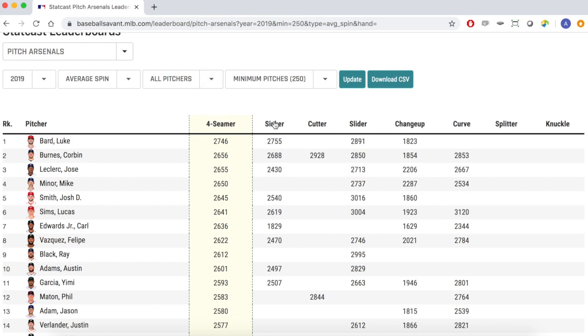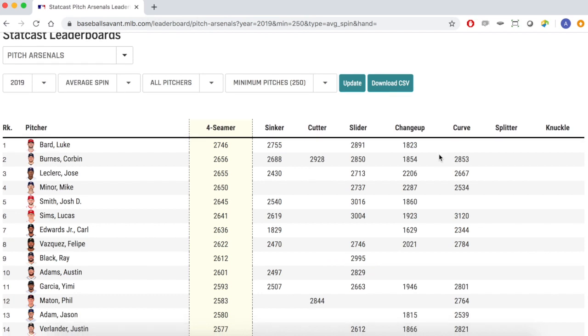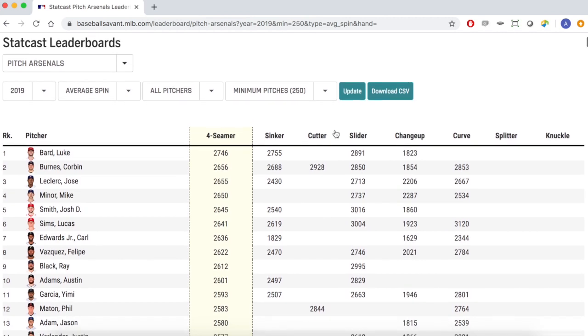Yeah, so we're going to talk about average spin and how it compares to our next leaderboard, active spin, in a second. But for those who are watching this, you might notice that two-seamer is not here, neither is knuckle curve. Correct me if I'm wrong, but I believe two-seamer is brought into sinker, and knuckle curve is just under the curve category. Am I right? Yes, that's correct. Just to simplify, two-seamer and sinker are somewhat of the same pitch, and knuckle curve and curveball, for most people's purposes, are the same pitch.